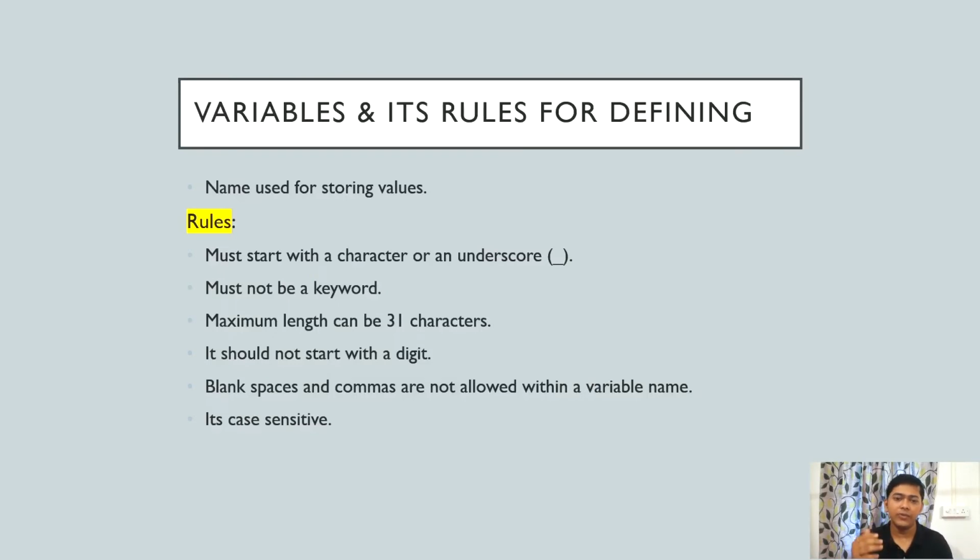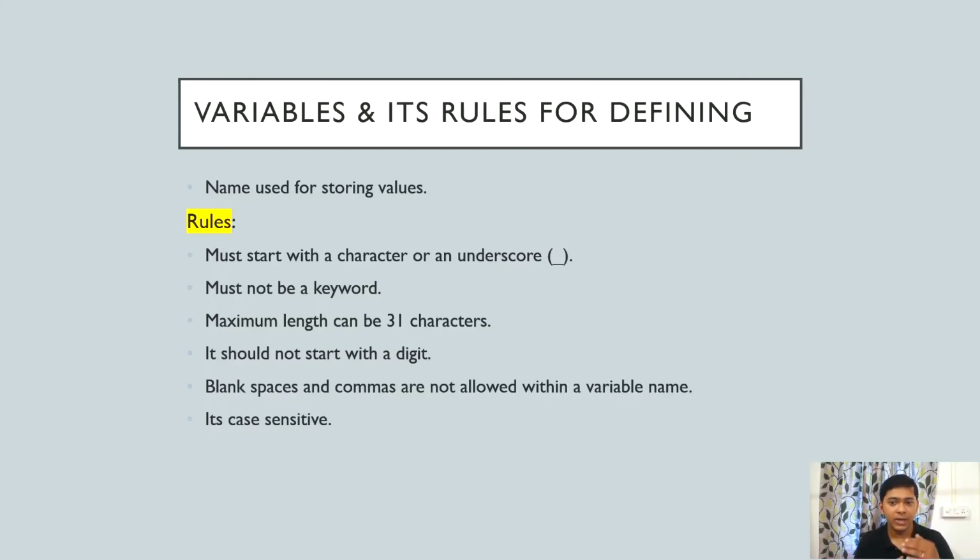Next is variables and the rules for defining them, meaning how to define the variables. For defining a variable we need to maintain certain rules. Variable, I already told you, is a name used for storing values, any type of values. It can be a string, a character, an integer, a float, a double, anything.